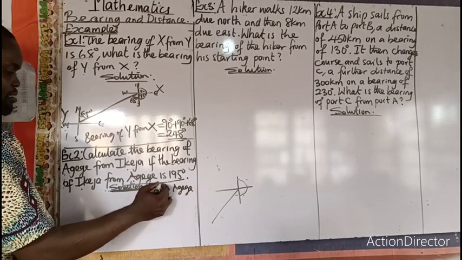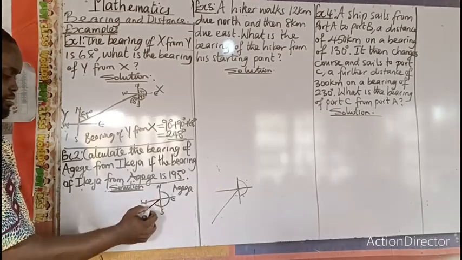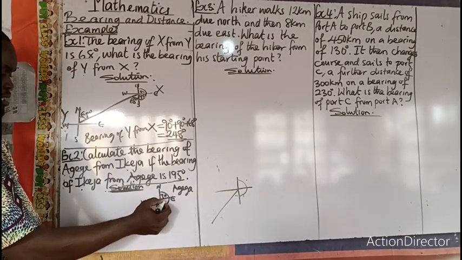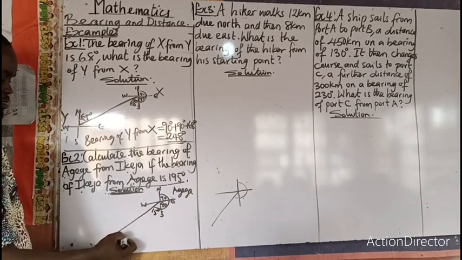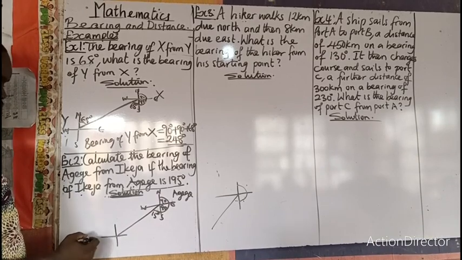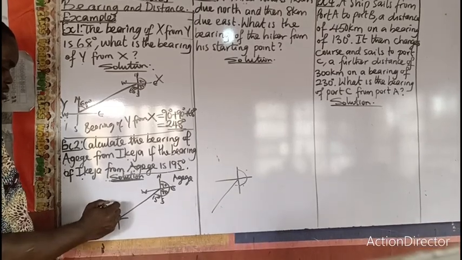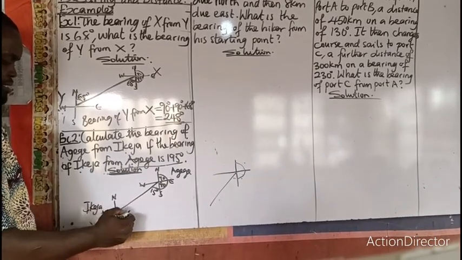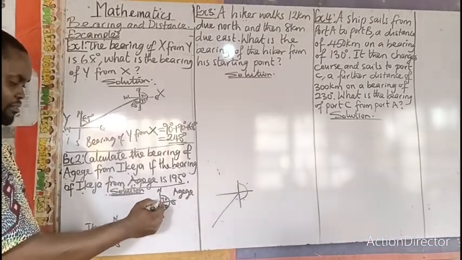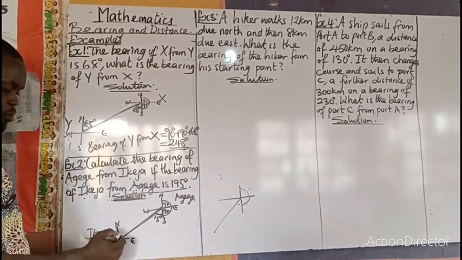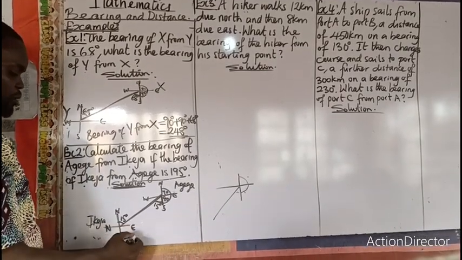Agege, north, south, west, east. So we go 90, 90. How many will remain here? This is 90, this is 90, 180. Meaning how many? 15 degree. Then we write our Ikeja. North, south, west, east. Then let's look at an alternate angle. If this is 15 degrees, what do I have? This place is 15 degrees. So bearing of Agege from Ikeja will be what?